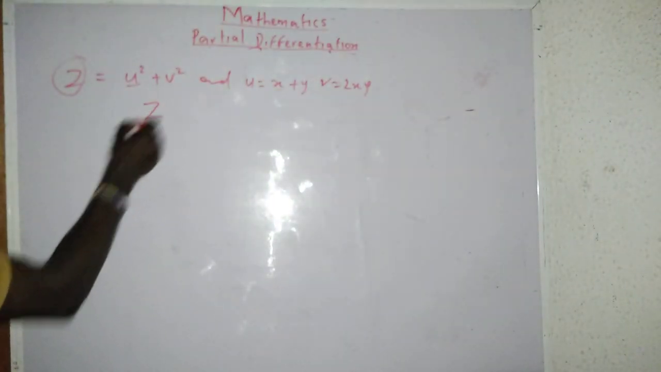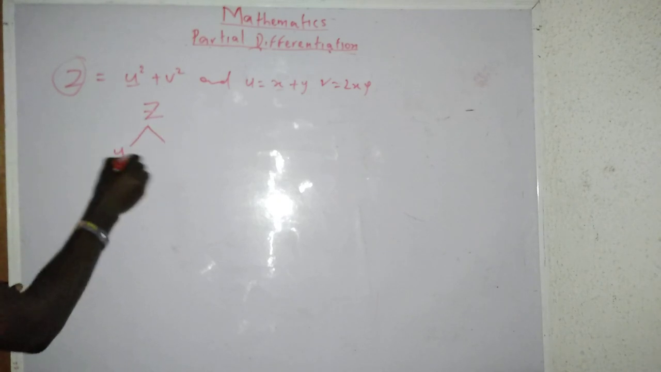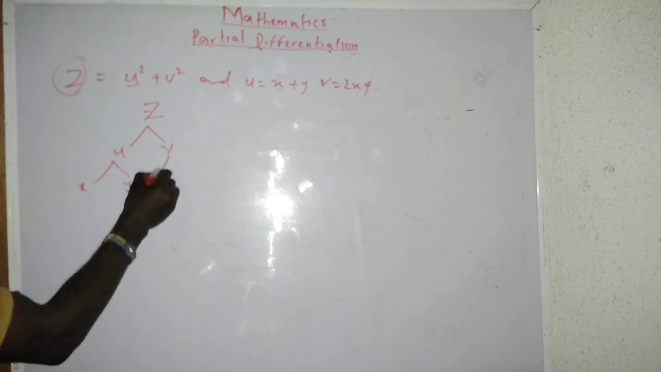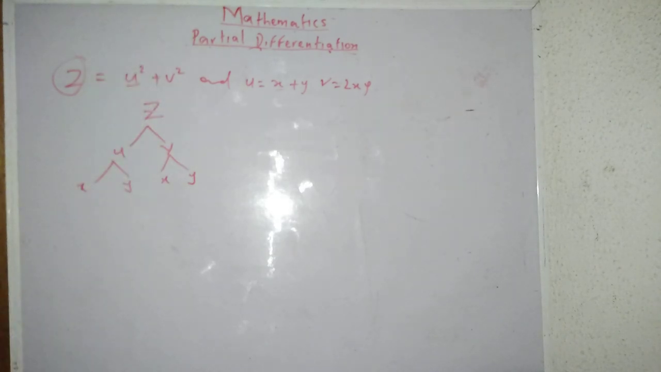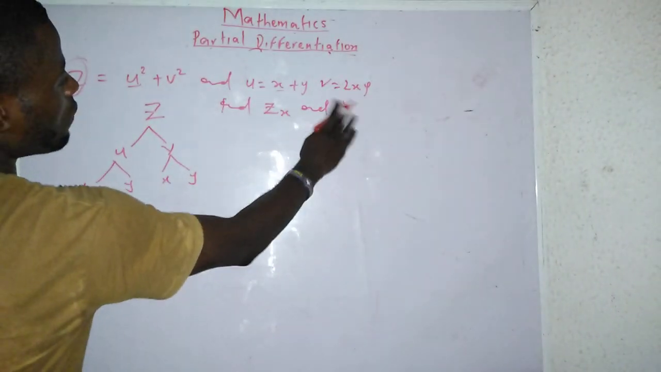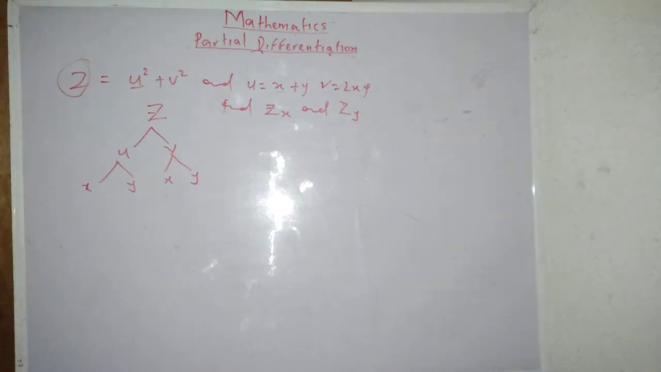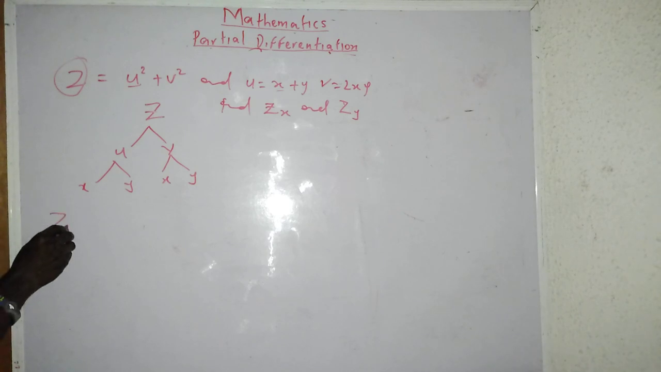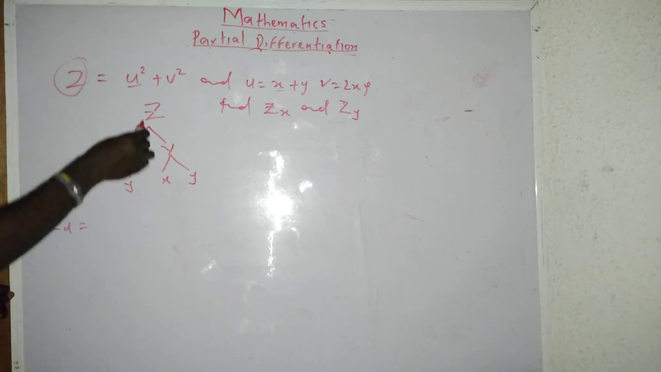Now, I will do it like this. z gives birth to u and v, and these also give birth to x and y. Now, how do I go? Find z of x and z of y. Can you see that this jumps to this? The first thing I will do is find z of u.